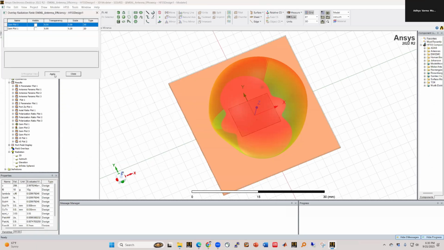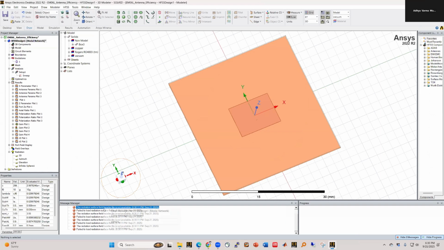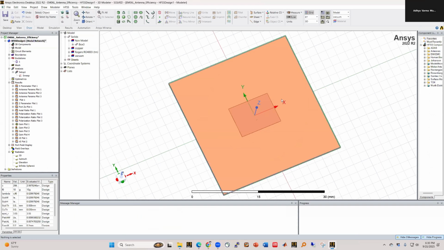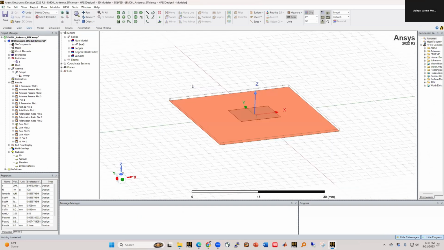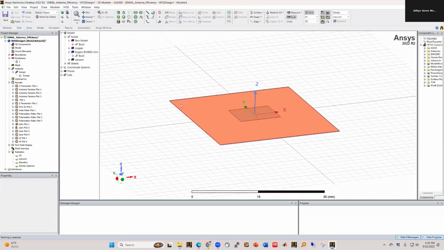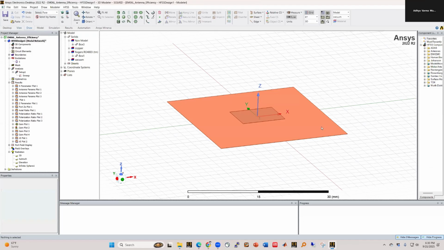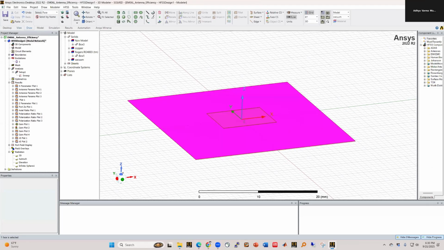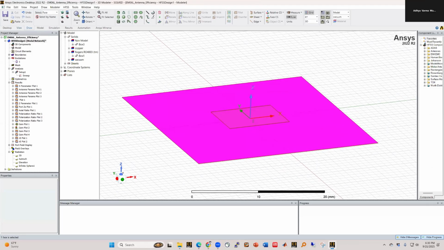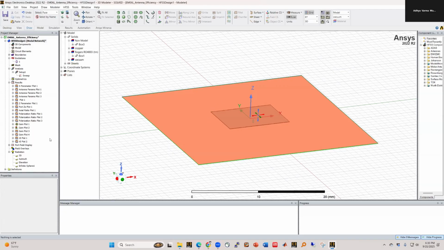Okay, so remove that plot. And what I want to plot is the currents. Okay, so I'll hide this. I hit F to select face, and I'm selecting the ground plane face. Actually, before that, maybe we'll look at one more thing. We'll look at plotting the near fields.